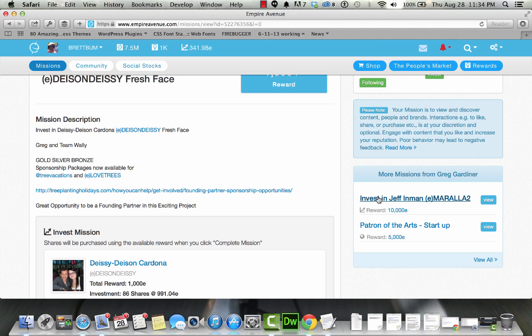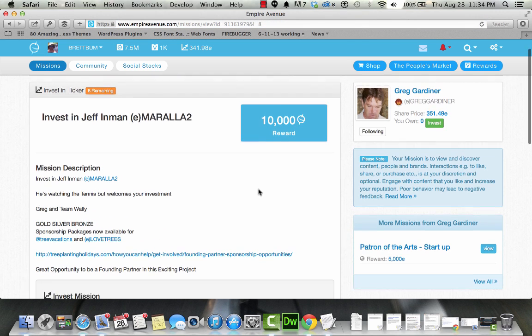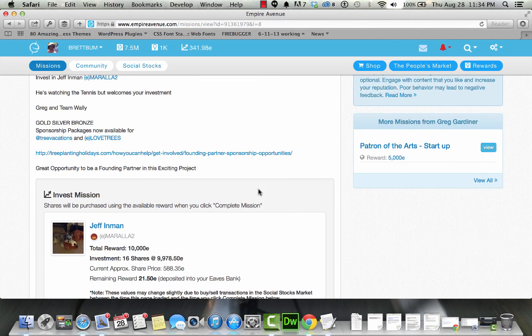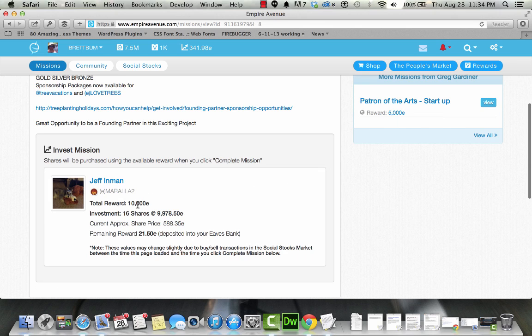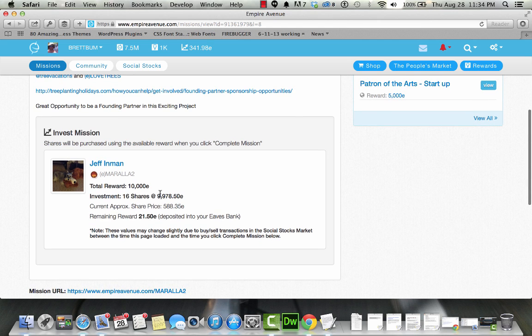One of those happens to be an investment mission. I can tell because it again has that little investment icon down there. I'm going to check it out too. In this case, he's offering to reward us with 10,000 EVEs, which will purchase us 16 shares.